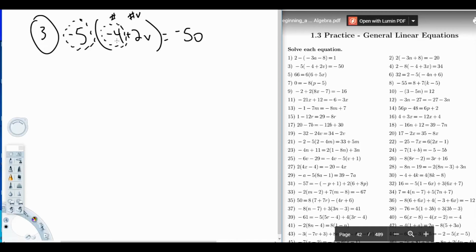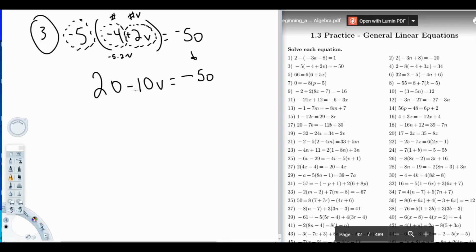Negative 5 times negative 4 equals 20, right? We take away the negative sign when you multiply two negatives. Negative 5 times positive 2v, which is really saying minus 5 times 2 times v, right? And that equals minus 10v. That equals minus 50. We just drag that down.